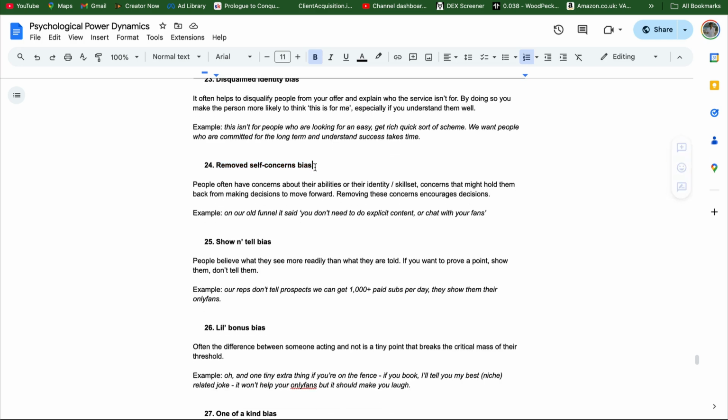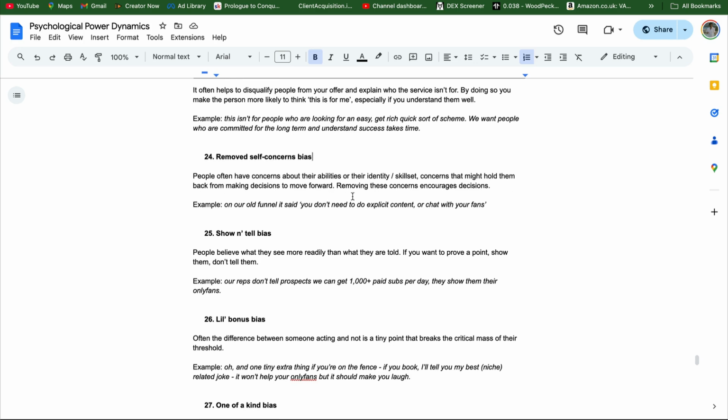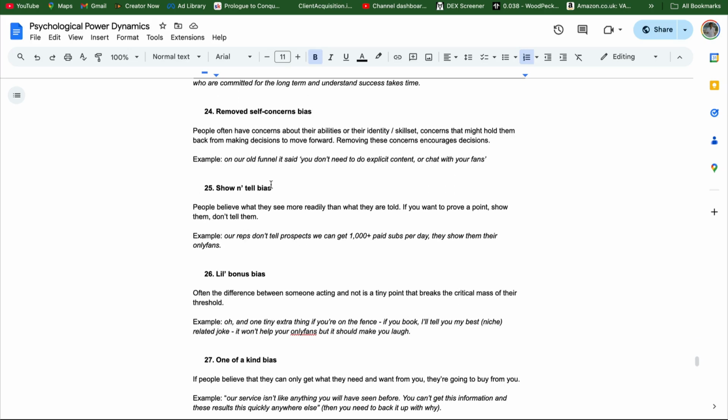24, removed self-concerns bias. People often have concerns about their ability or identity or skill set, concerns that might hold them back from making decisions to move forward. Removing these concerns encourages decisions. Example, on our old funnel, it said, you don't need to do explicit content or chat with your fans.